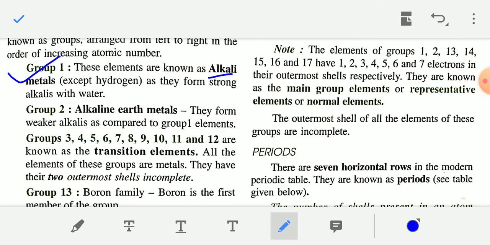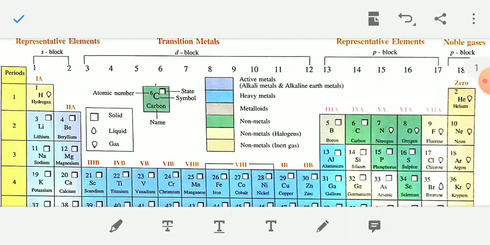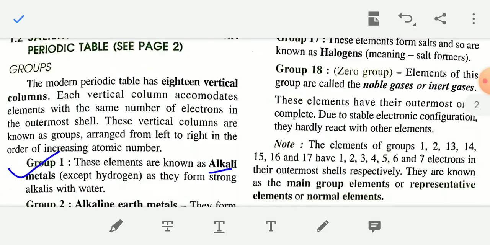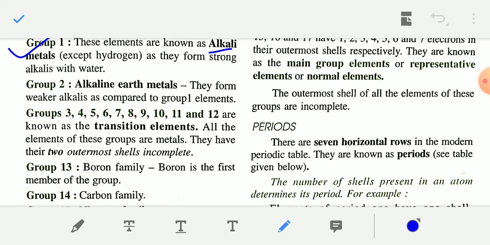These are also called alkali metals. Group 1 elements, except hydrogen, are lithium, sodium, potassium, rubidium, and cesium. These are known as alkali metals because they form alkali with water. Next, group 2, which is also called alkaline earth metals.